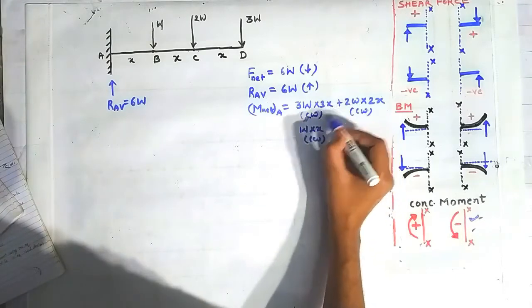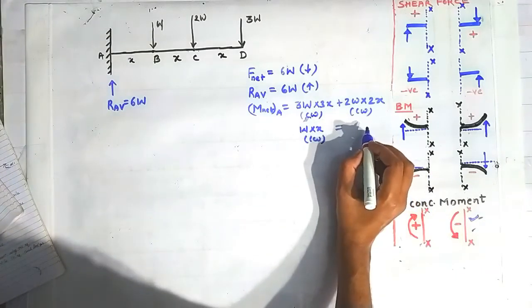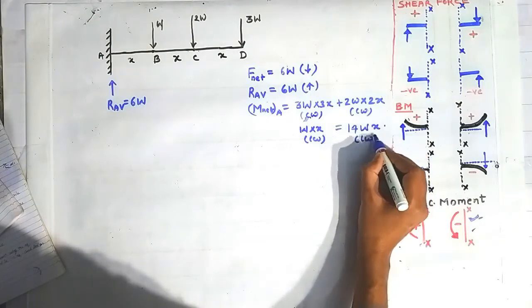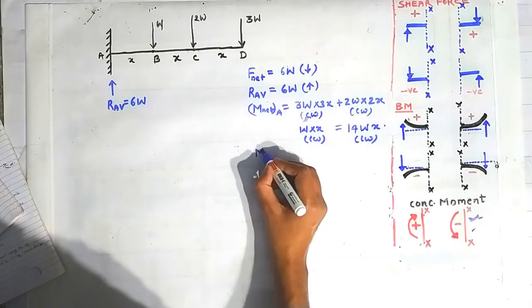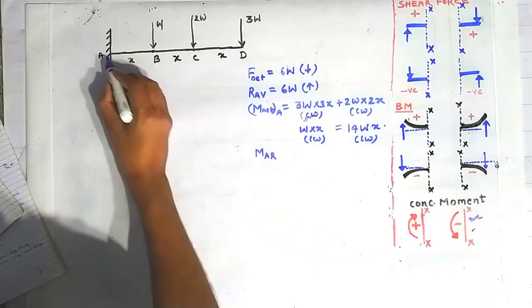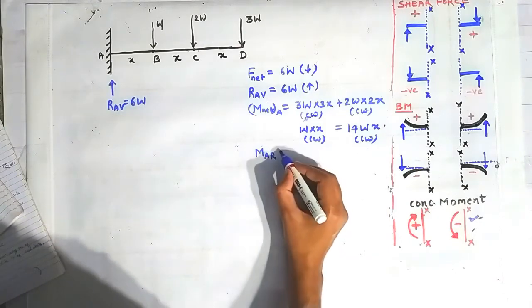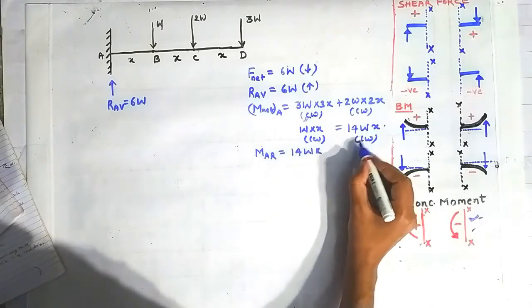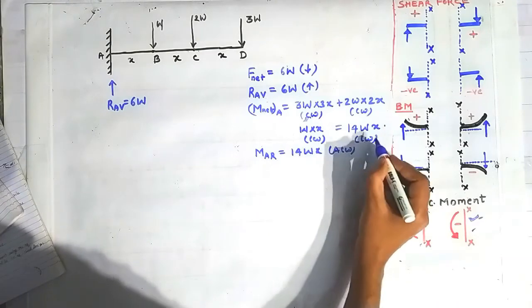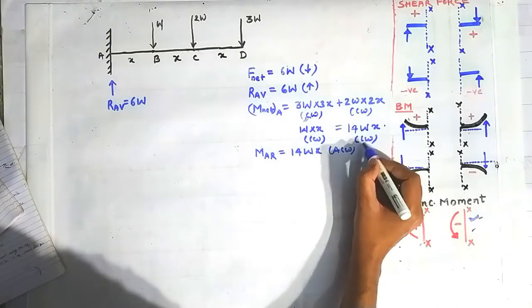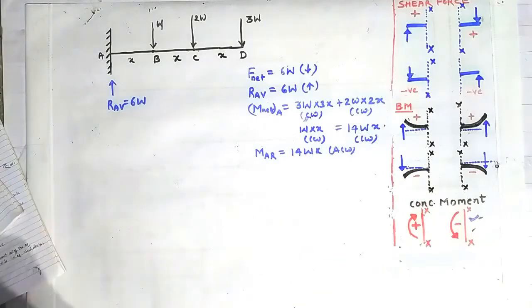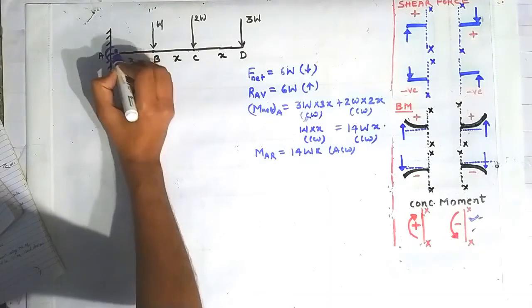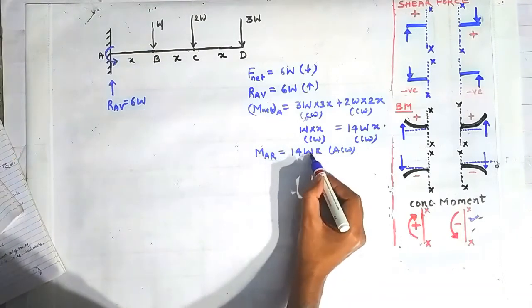All these three will add up to give us a moment of 14Wx going in clockwise direction. So the reaction moment at the point A, denoted by M_AR, is equal to 14Wx going in anti-clockwise direction, that is, opposite to the direction of this 14Wx. So the moment will look like this, going in anti-clockwise direction, and its value is 14Wx.